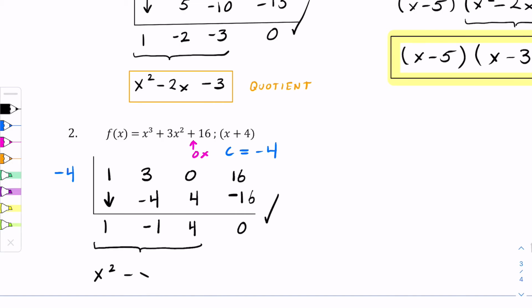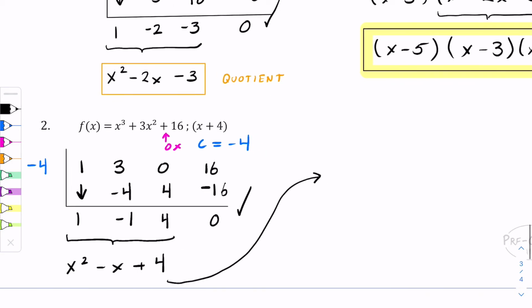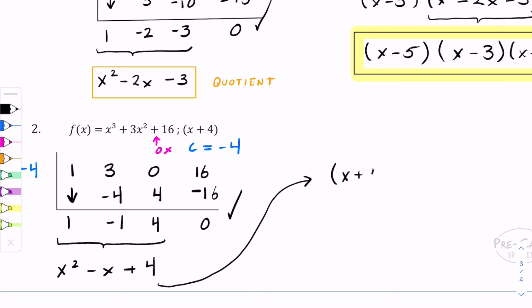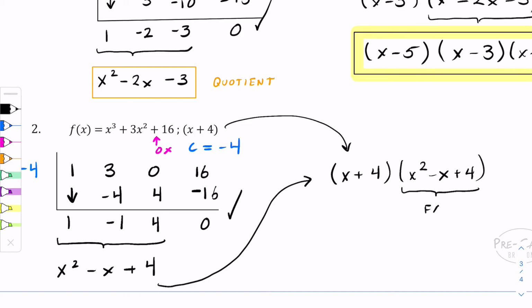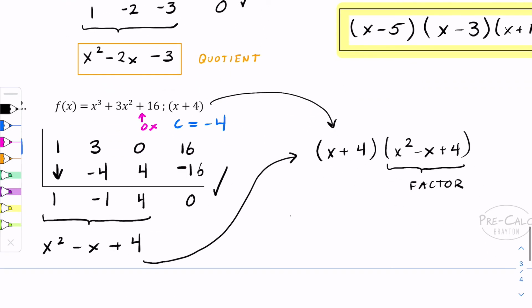Our quotient is x squared minus x plus 4. Now, this is the quotient, so we can write it as the quotient times the divisor, and that's equal to the dividend. And you just have to check to see, is this factorable? So are there two factors that multiply to positive 4 and add to negative 1? And the answer would be no. So this is your final answer, x plus 4 times x squared minus x plus 4.